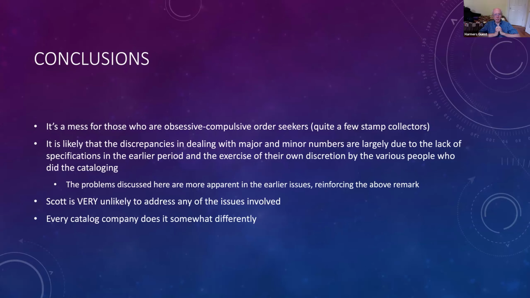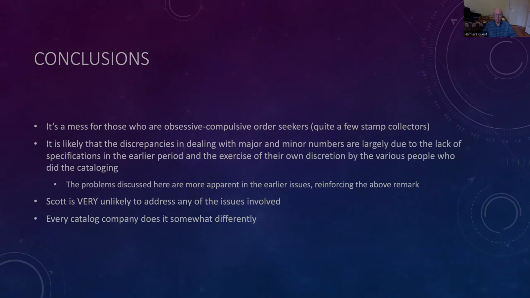Given the issues we just discussed around renumbering, I think it's very unlikely that Scott will ever fix any of these things in a systematic manner. They may do things like they did with Portugal, where they decide, oh, these were deliberately issued in a different perforation or using different papers. We really have to distinguish between them, so they'll renumber them. But I think on the whole, Scott will be completely uninterested in fixing these problems. And of course, I'm mentioning other catalogs. Each catalog, I'm sure, does it somewhat differently. So there's complete chaos in this world of major and minor numbers.